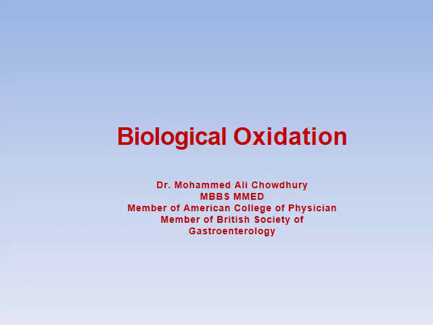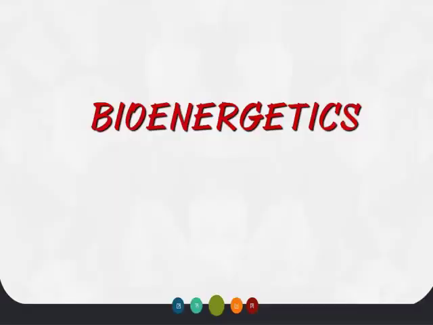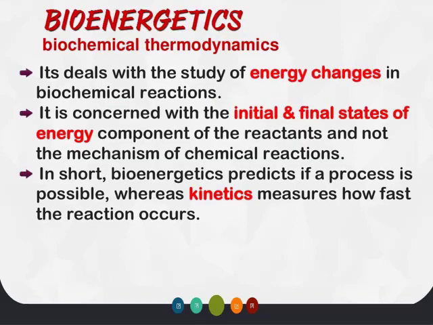Now, in order to have a better understanding of this chapter, it is very essential to know some basics as well. We need to know what is bioenergetics. So basically, bioenergetics refers to any kind of energy changes that take place during a chemical reaction. That is, it deals with the initial and the final state of the energy during a chemical reaction. So in simpler terms, it deals with whether a chemical reaction will take place or not. That is, whether a chemical reaction is feasible or not feasible. That is what bioenergetics mainly deals with.